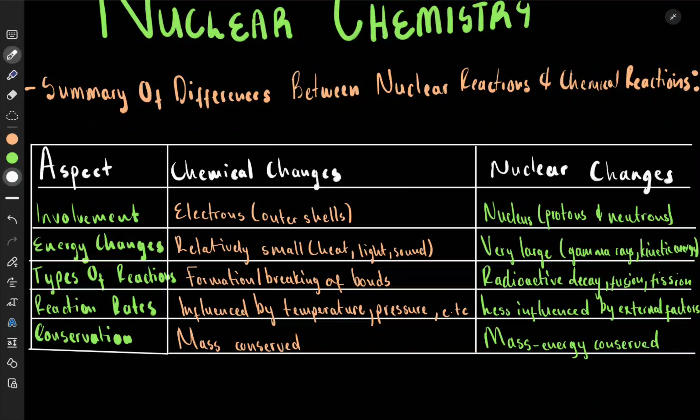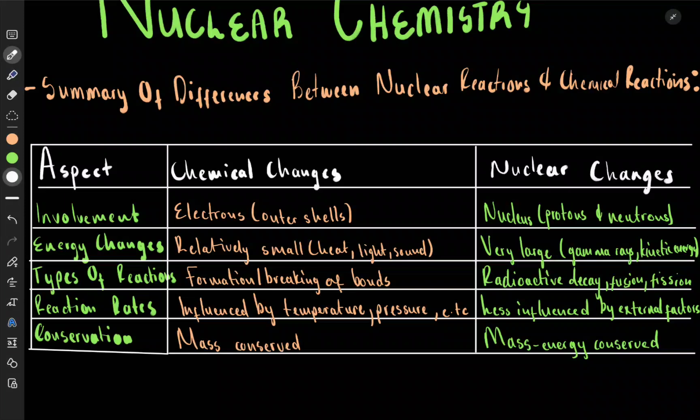Understand it? Now, the other thing that is different between chemical reactions and nuclear reactions is how they are affected by external factors. For the chemical reactions that we have been dealing with all along, these are influenced by external factors like temperature. Changing the temperature is going to change how fast your reaction is happening. Changing the pressure is going to change how fast your reaction is happening. All these are the external factors.